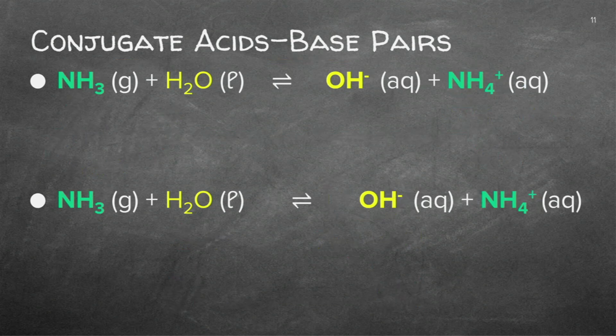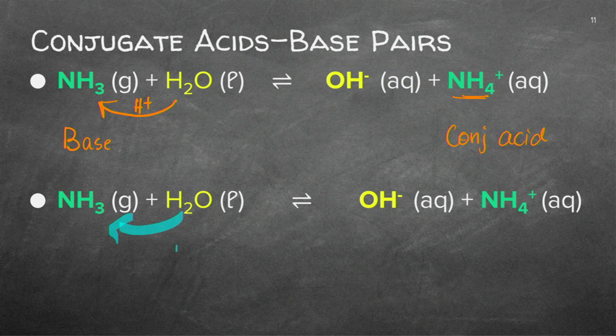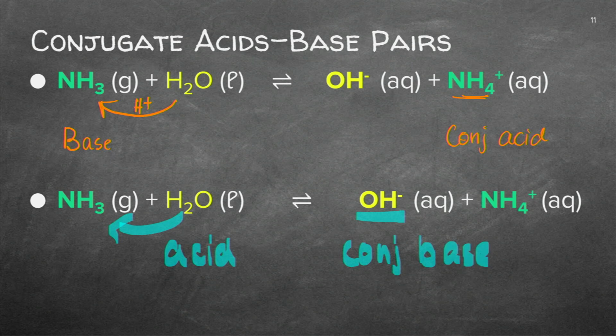Let's do another pair. I've got NH3, can you see there? It will accept the hydrogen there. So if it accepts the hydrogen, it is a base. That's the definition we have. It becomes NH4 plus, that's the conjugate acid. And what happens with the water? It is donating the H plus, so it is the acid, and it becomes OH minus, so that's the conjugate base. You have to be able to identify the pairs.